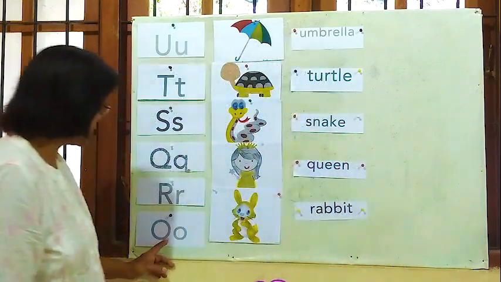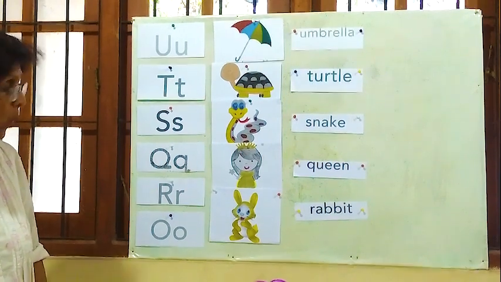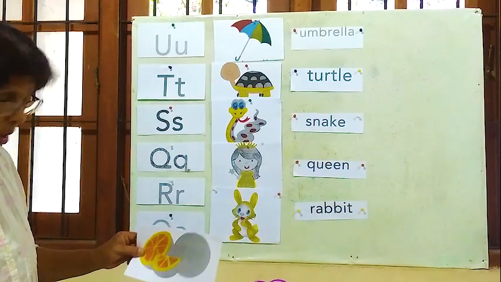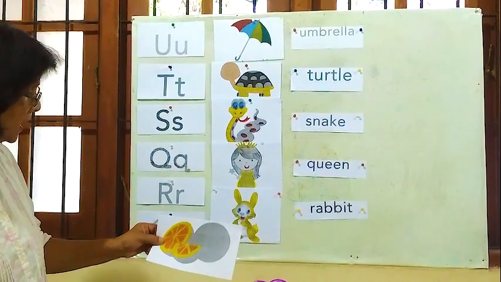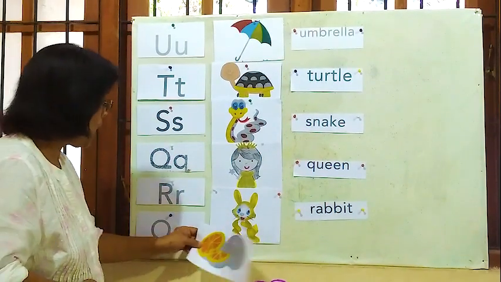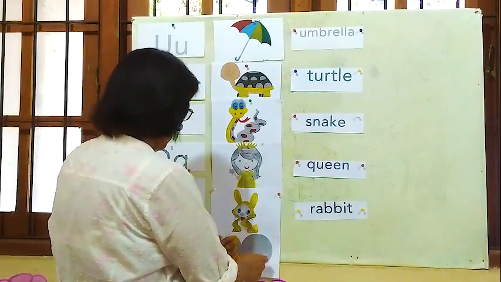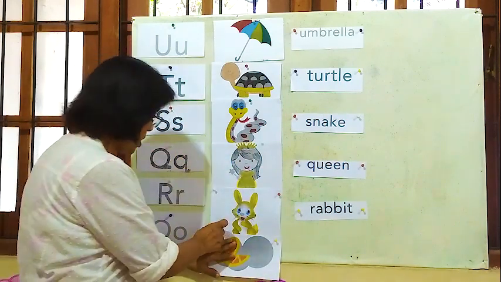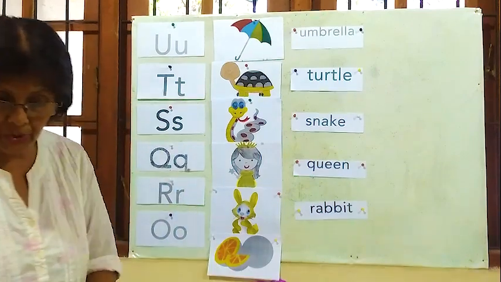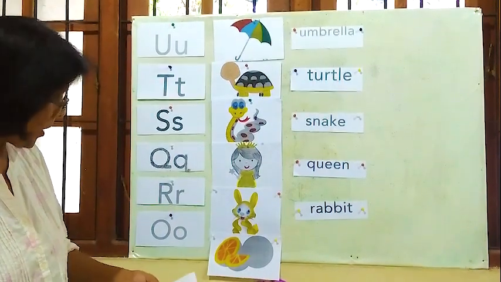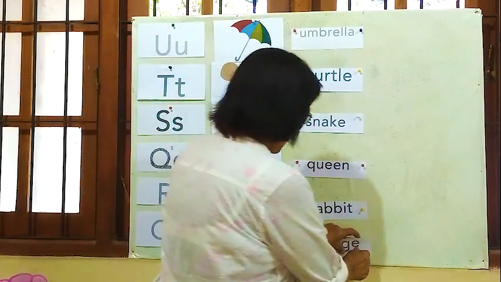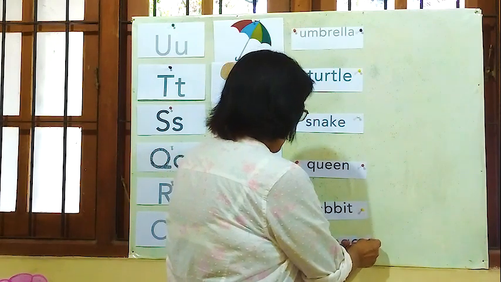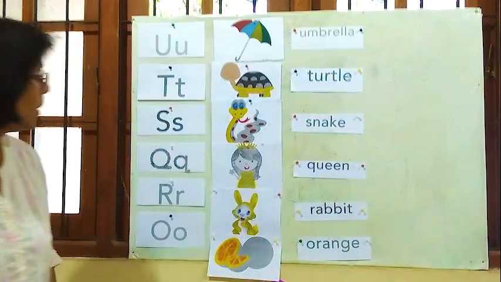Then the last letter O. What is the letter? O. O for orange. What's the picture? O for orange. Here. O for orange. Orange, here the word orange, right? The last one here, look. O for orange, the word orange.